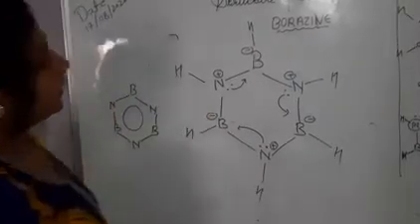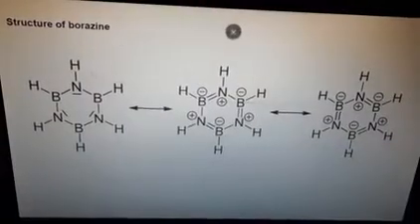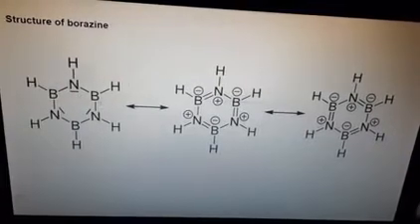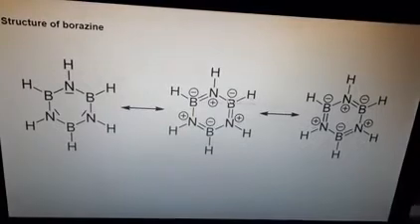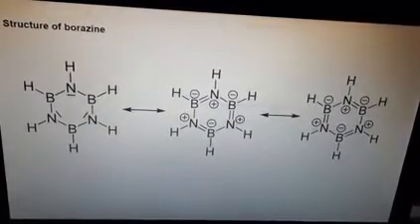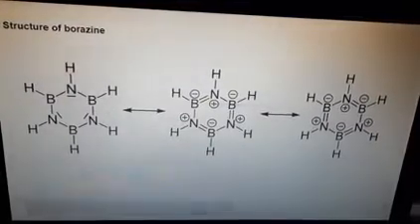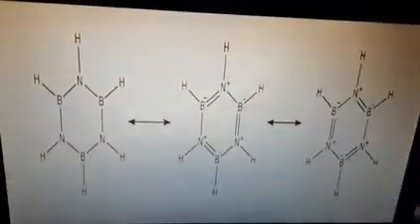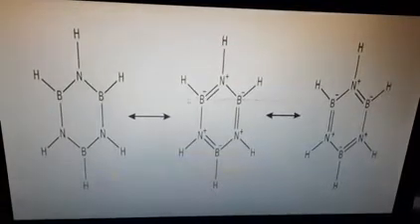Okay. Now this is about the structure and bonding in borazine. So student, see here, nitrogen having a negative charge, boron here having a positive charge. Okay, nitrogen has a positive charge, boron has a negative charge. So this is one of the resonating structures. So this is another resonating structure and this is the third resonating structure that is possible for borazine. Okay. Now student, see here, we can also write 3 different resonating structures in borazine.